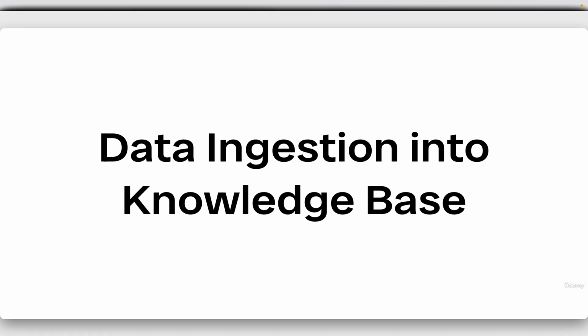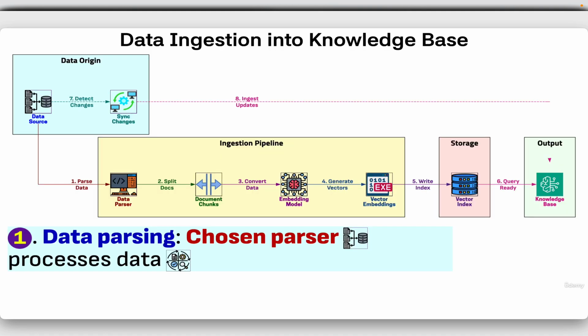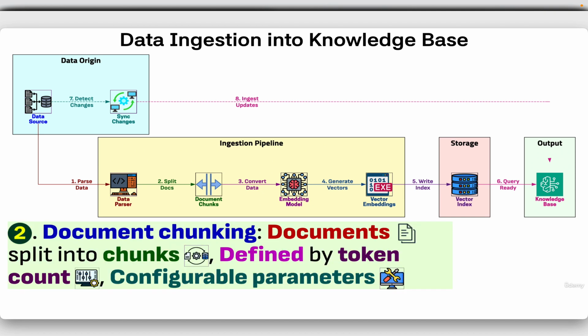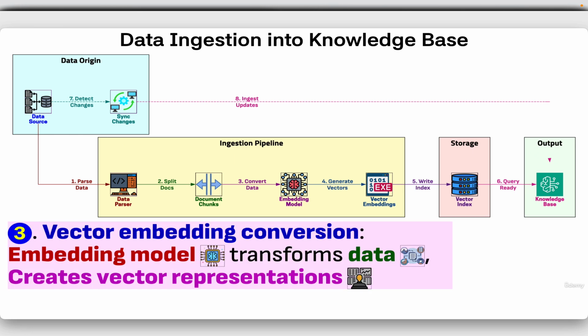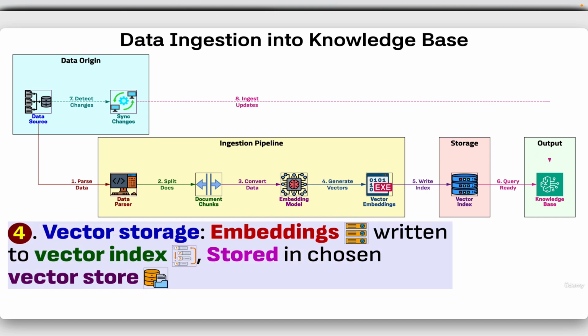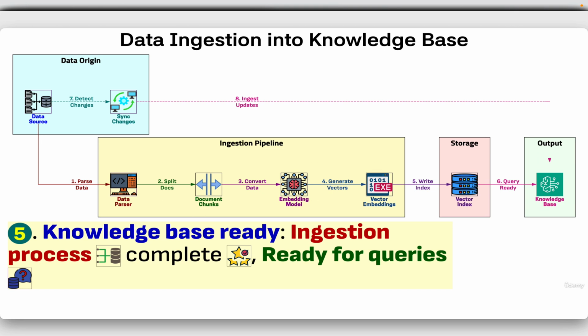Next topic is data ingestion into the knowledge base. The process of converting your data into vector embeddings is called ingestion. The ingestion process that turns your data into a knowledge base involves the following steps. First, the data is parsed by your chosen parser. Each document in your data source is split into chunks, subdivisions of the data that can be defined by the number of tokens and other parameters. Your chosen embedding model converts the data into vector embeddings. The vector embeddings are written to a vector index in your chosen vector store. After the ingestion process is complete, your knowledge base is ready to be queried.